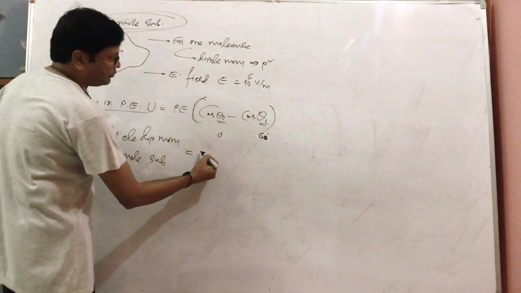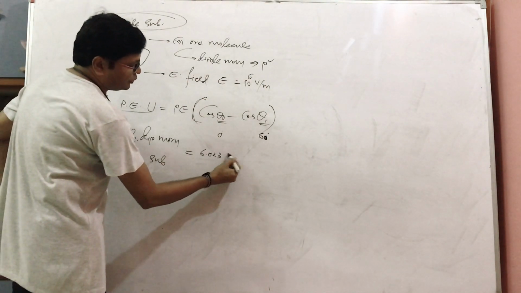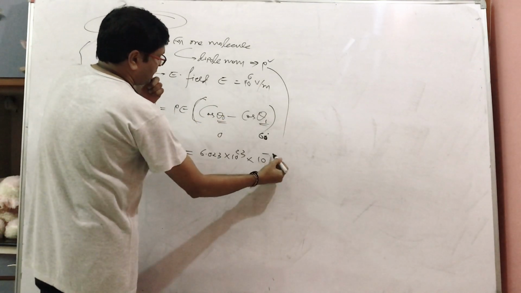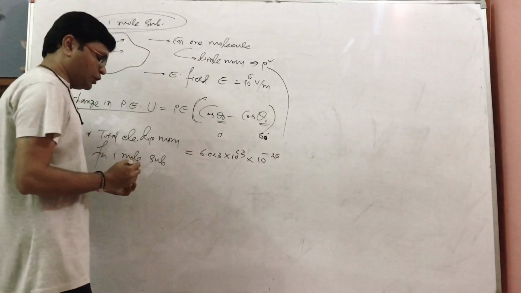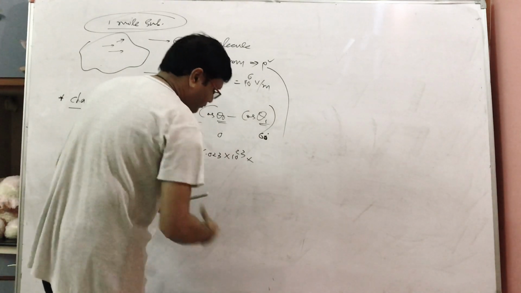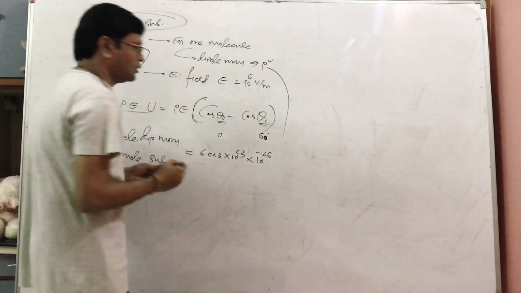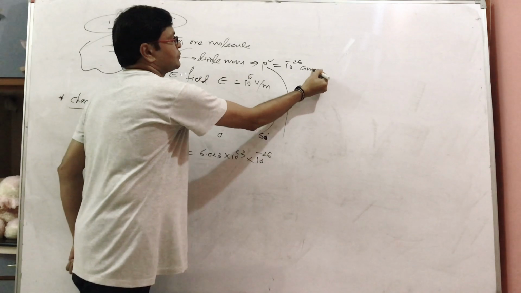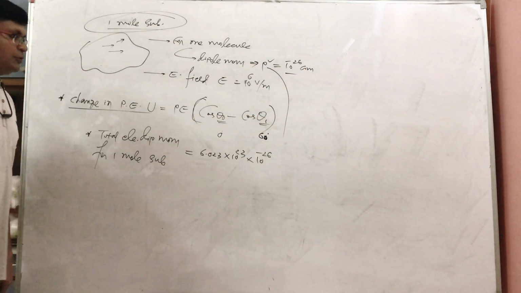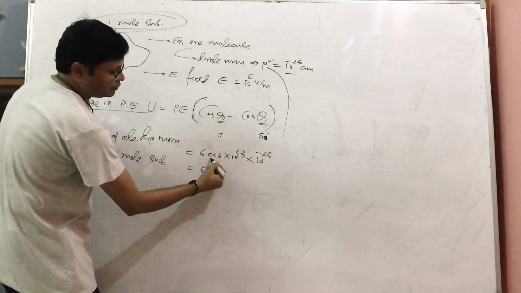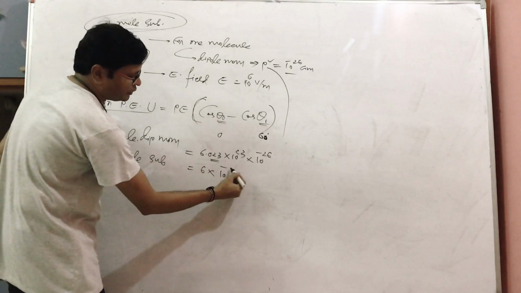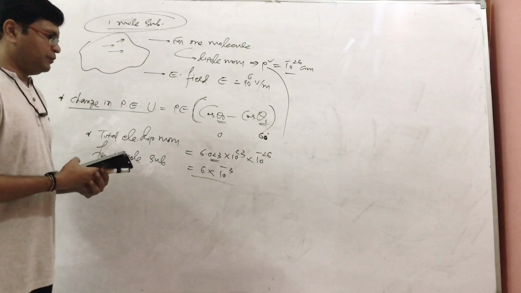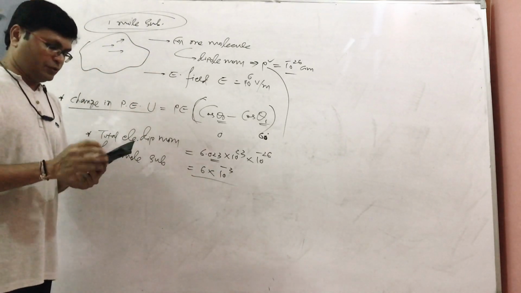So the total electric dipole moment is 6.023 into 10 raised to 23 multiplied by the dipole moment given here, 10 raised to minus 26 coulomb meter. The electric dipole moment of one molecule is given. So if you simplify, it is 6 into 10 raised to minus 3. Okay, we will refer to the data again so that there is no mistake.